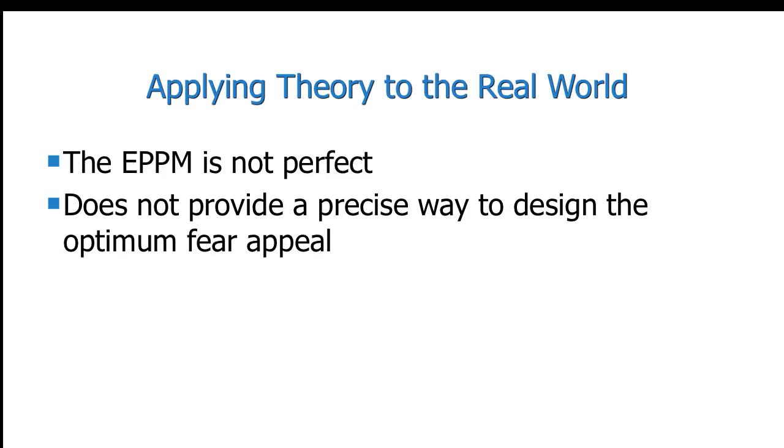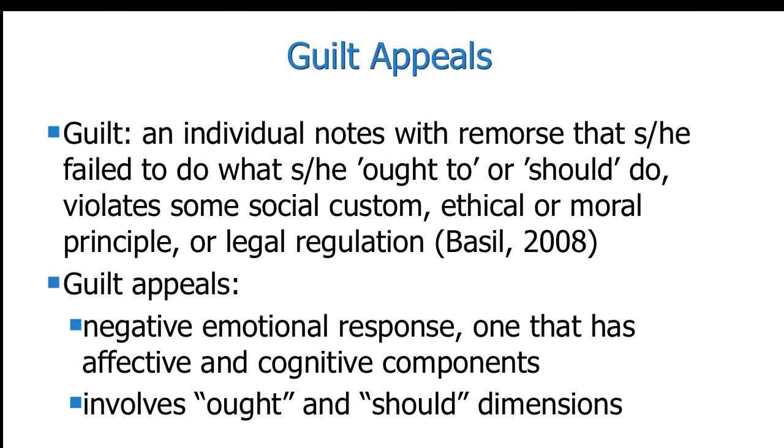The EPPM is not perfect. It does not provide a precise way to design the optimal fear appeal. Guilt is when an individual notes with remorse that he or she has failed to do what she or he ought to or should do and violates some social custom, ethical or moral principle, or legal regulation. Guilt appeals usually invoke a negative emotional response, one that has affective and cognitive components. It involves ought and should dimensions.